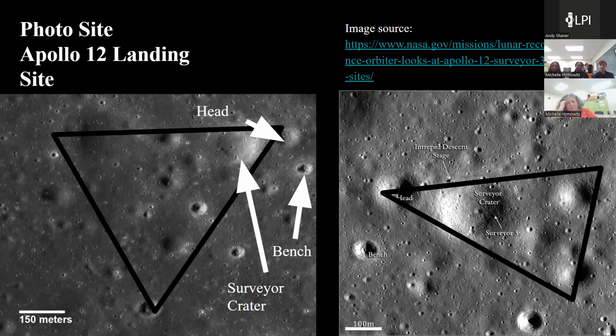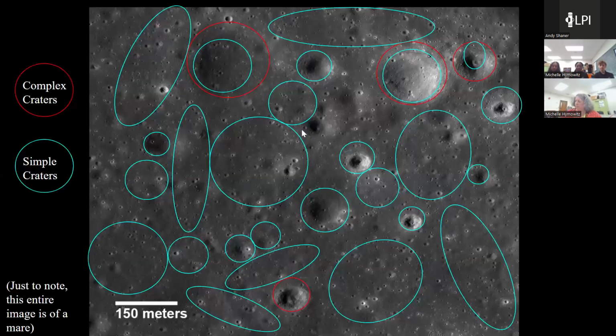I had to examine it pretty closely, but one of the main things that helped me figure out it was the Apollo 12 site was the triangular pattern of the 3 craters that I outlined in both images. And I also labeled some of the other features in the other image that I used to figure out the Apollo 12 site. Next slide, please. And this is the annotated version of the picture. As you can see, there's not a lot of complex craters, but there's quite a few simple craters. And a note for the next slide is that this entire image takes place on a mare.